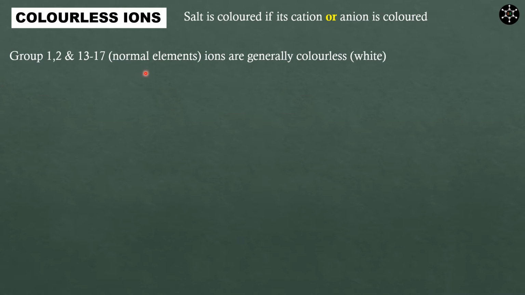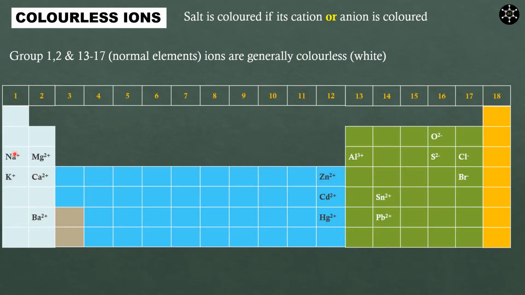If we look at the periodic table, ions of the elements belonging to group 1 and 2, and group 13 to 17 generally remain colorless. Along with these, group 12 ions, that is zinc 2 plus, cadmium 2 plus and mercury 2 plus ions, also remain colorless in most of their compounds. If we consider the ions which are made up of more than one atom from these groups, they also remain colorless.